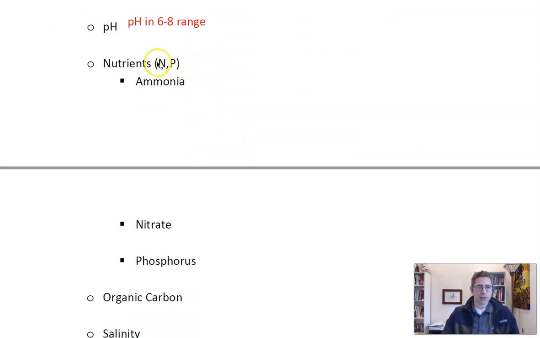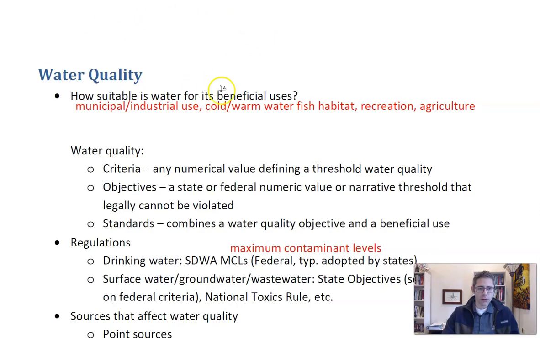All right, what about nutrients? So nitrogen and phosphorus. These are really important ones. Ammonia.